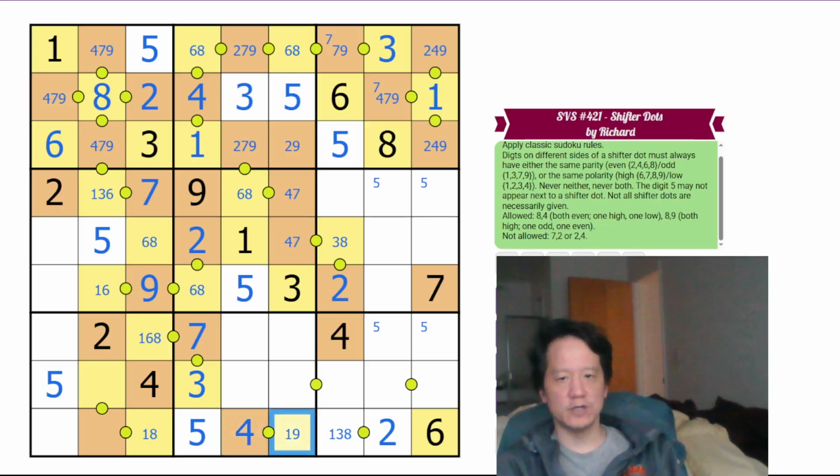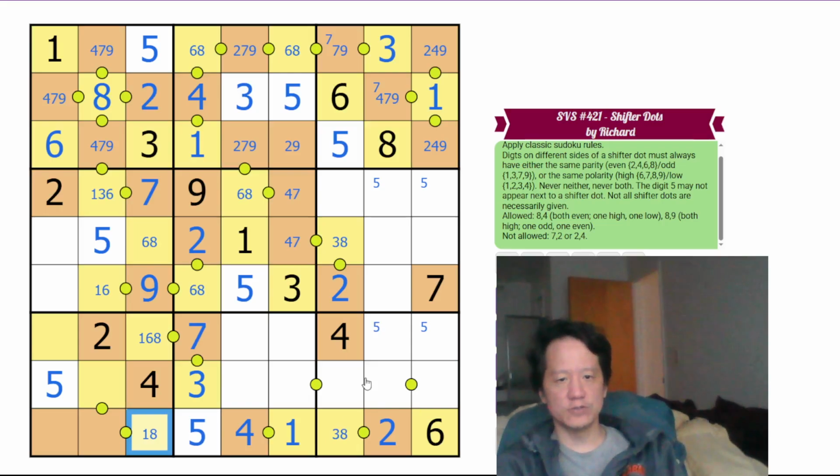Therefore, this must be yellow and cannot be 9. So this has to be 1. This can't be 1 and is a yellow. This is an orange. We have 4 yellows now in row 9. So this must be orange, which leaves this as a yellow.